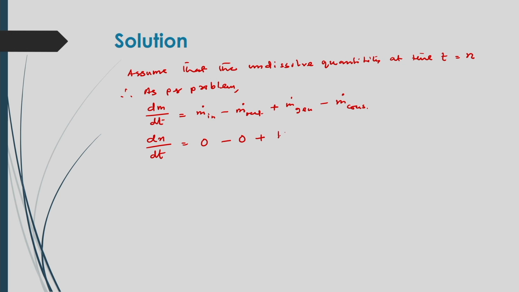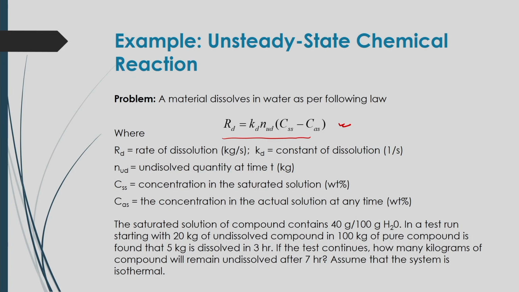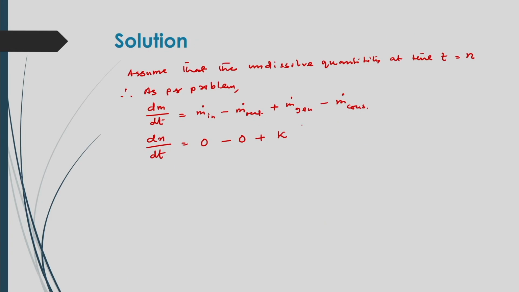The rate law, as per that constant k, is Rd equal to Kd times N times (CS minus CA). Based on this equation we can write k into N into (40 by 100 minus 20 minus N by 100). So, this is your generation, that is initial minus final, and consumption is 0.